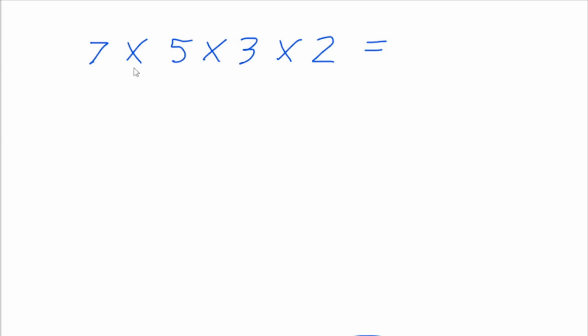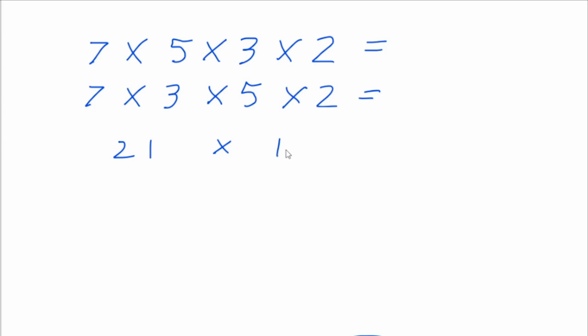Imagine you had to multiply all these numbers together. That's going to be quite difficult, but if you rearrange them and you spot the ones that multiply together to make 10, you can make it easier. Because what I have here is 7 times 3 times 5 times 2. And both of those bits were quite easy. 7 times 3 and 5 times 2 was quite easy.